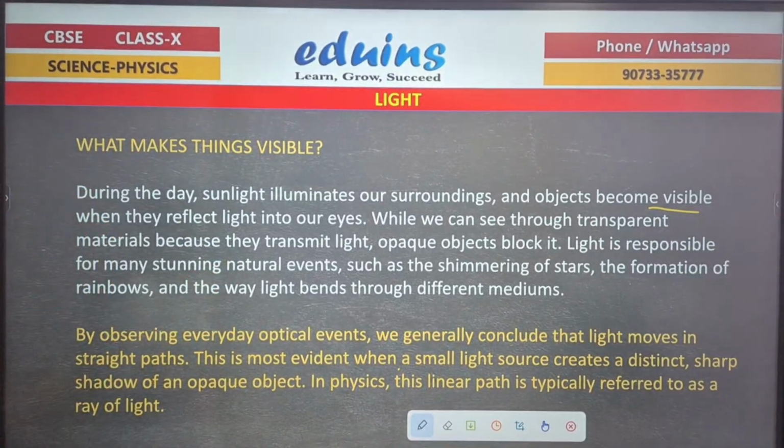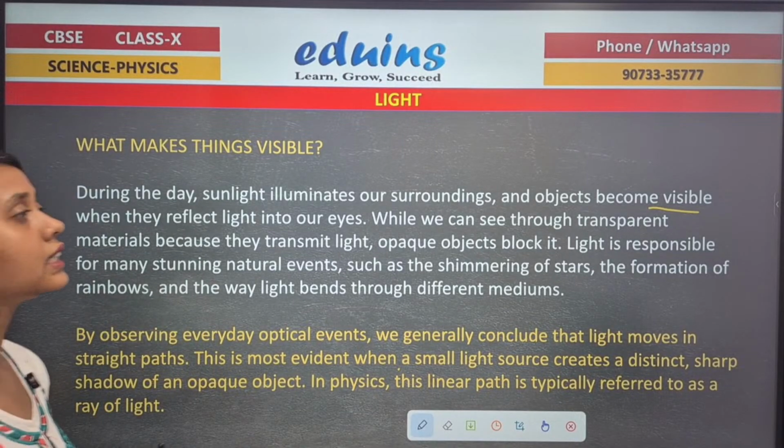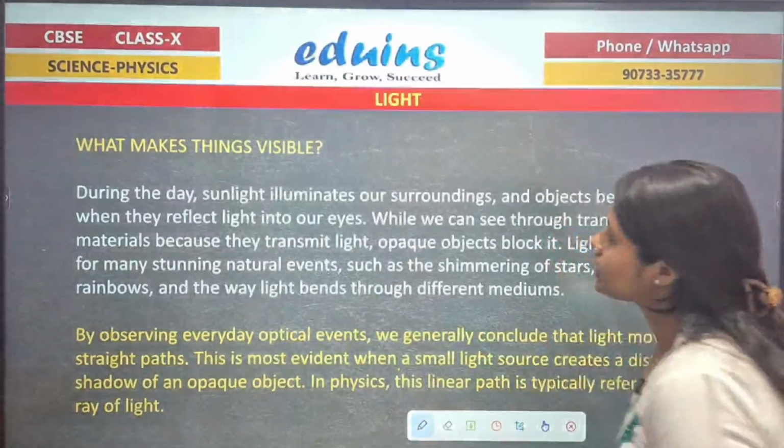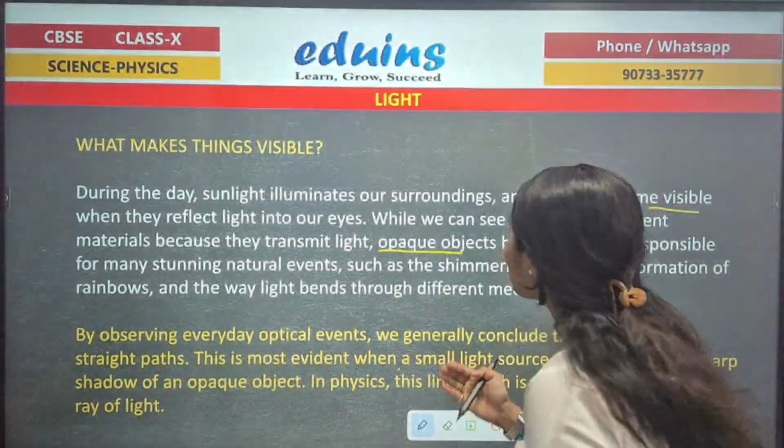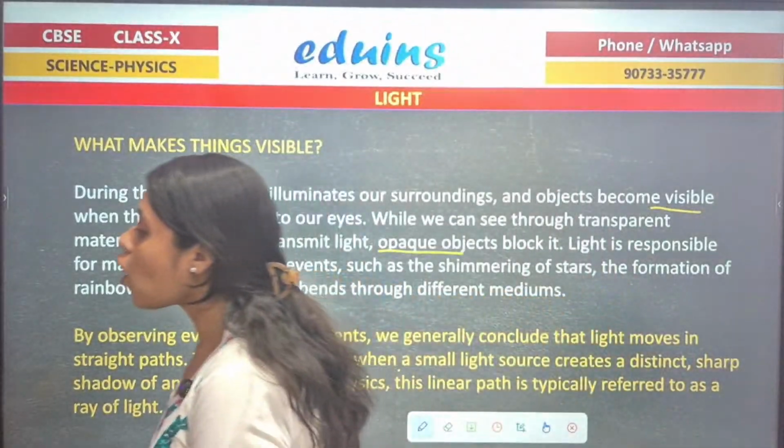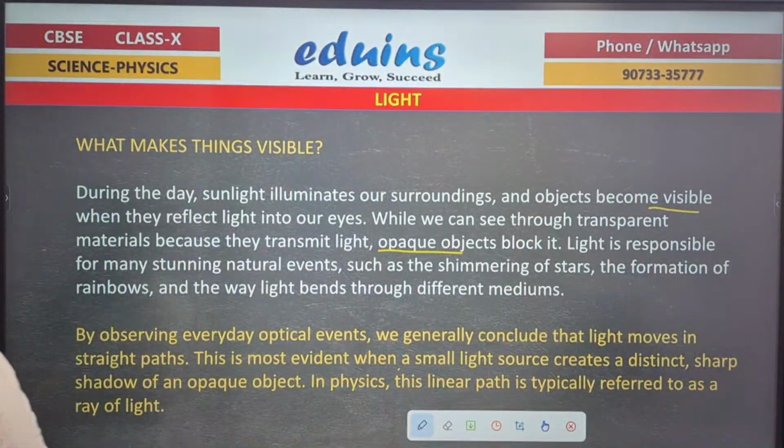The physics behind the visibility of anything is reflection. So during the day, sunlight illuminates our surroundings and objects become visible when they reflect light into our eyes. While we can see through transparent materials because they transmit light. If they do not transmit, we can't see through them. So opaque objects block it. What is an opaque object? The object that blocks the light is called an opaque object.